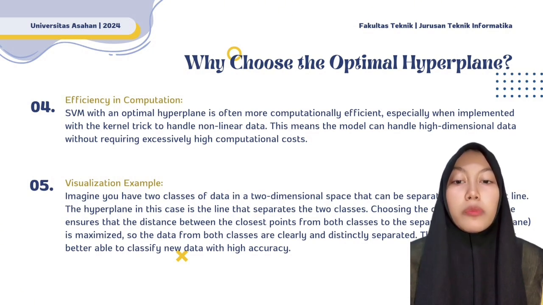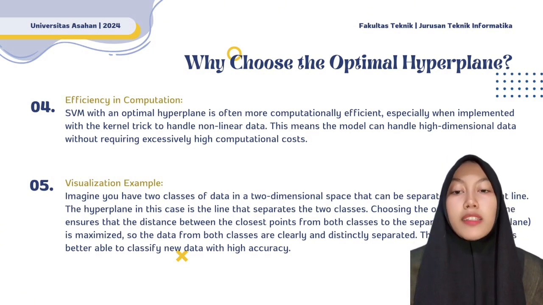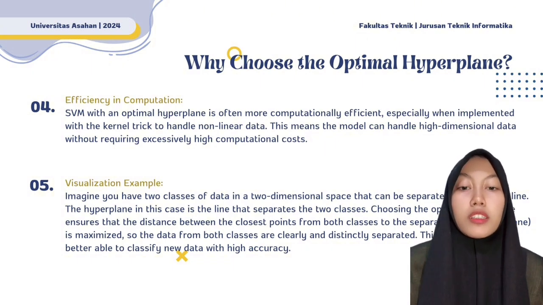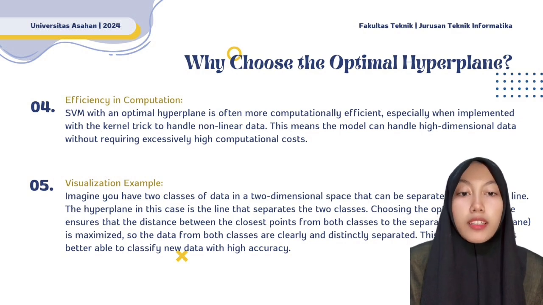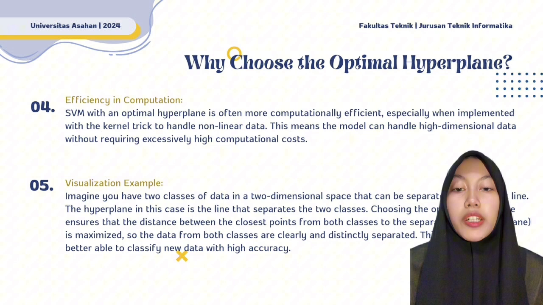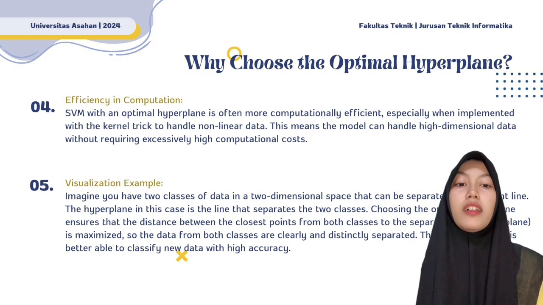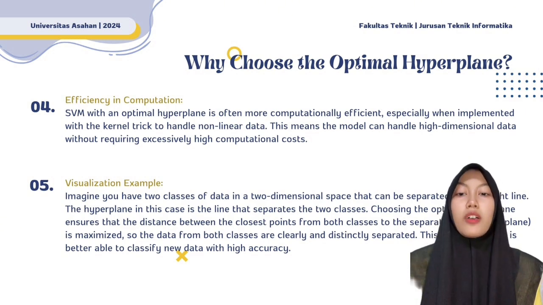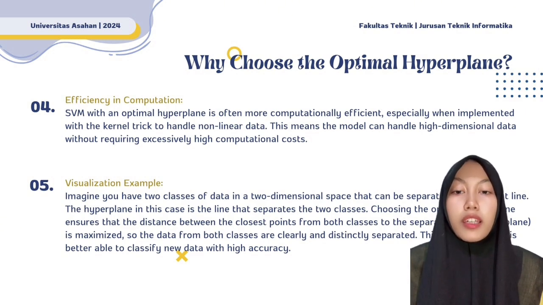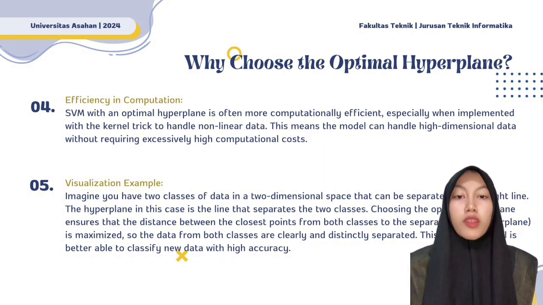4. Efficiency in computation. SVM with an optimal hyperplane is often more computationally efficient, especially when implemented with the kernel trick to handle nonlinear data. This means the model can handle high-dimensional data without requiring excessively high computational cost.